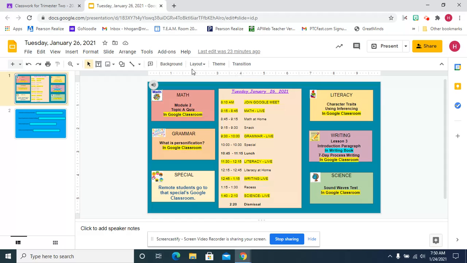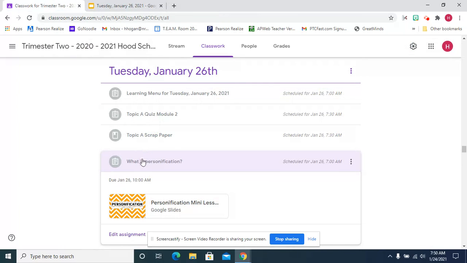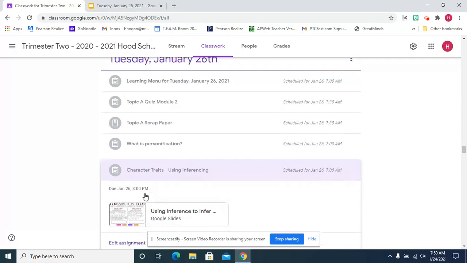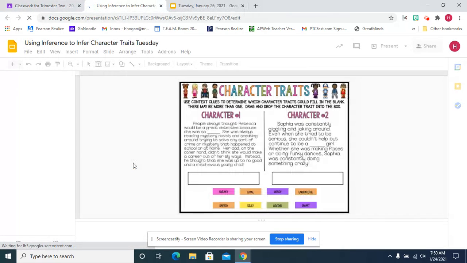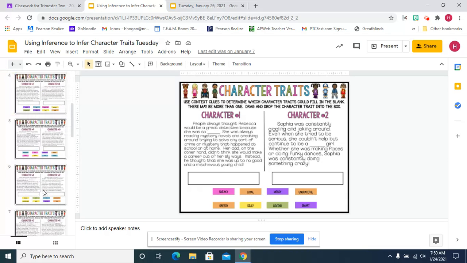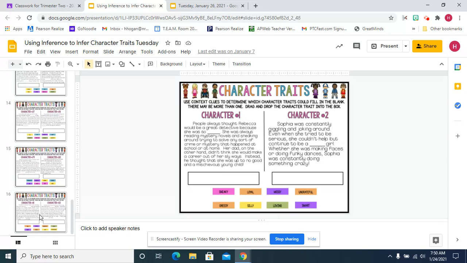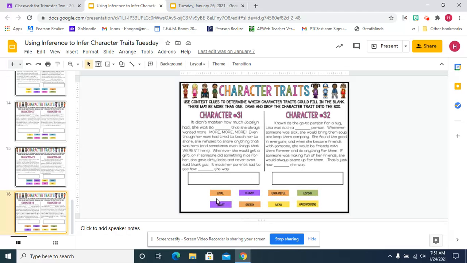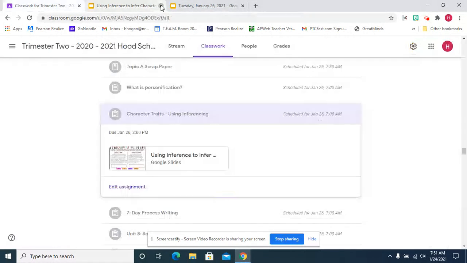For literacy, we're still working on character traits, and we're going to do character traits using inferencing. And we know that inferencing is when you take what you've read and what you know to determine something. So here we have a little story about Rebecca, and you're going to decide if it says she's sneaky, loyal, messy, ungrateful, greedy, silly, loving, or smart, and you're going to drag and drop. Okay, and this is for Sophia. So we have several stories here, and you're going to determine their character trait.